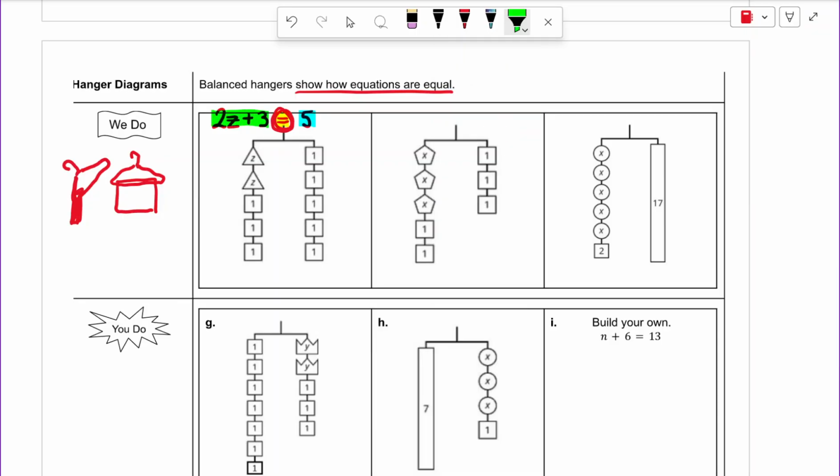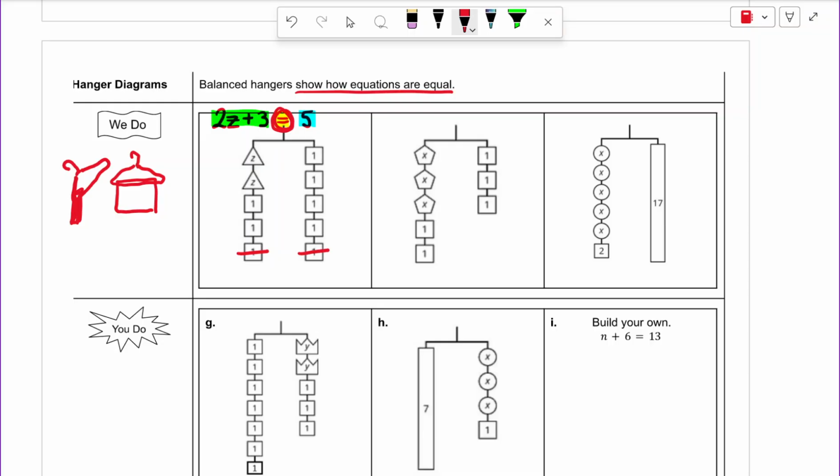All right, so how do we go about doing hanger diagrams? Well, they're similar, and we'll learn how they are very similar in a couple lessons from now. So let's take a look at the first one here. In a hanger, if you take something off of one side, you have to take it off the other side. So if we're going to take off a 1 here, we need to take off 1 here to keep it balanced. That makes sense.